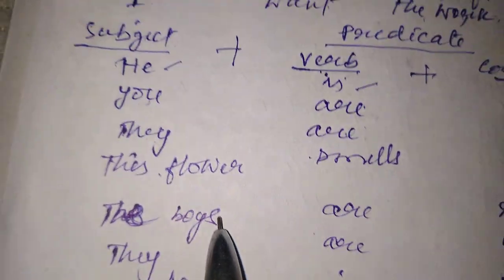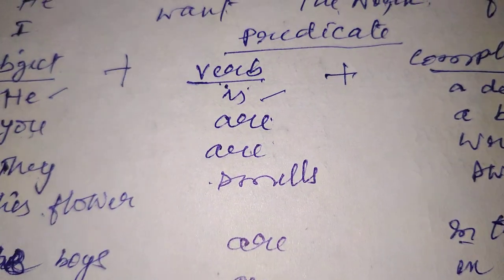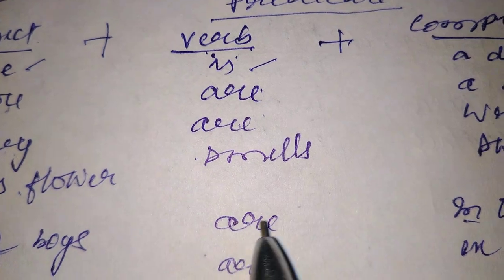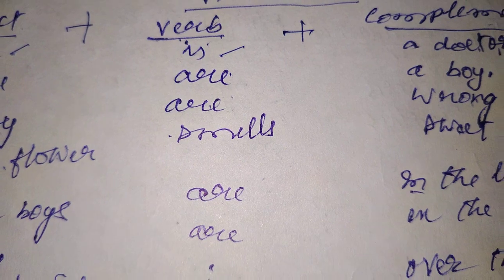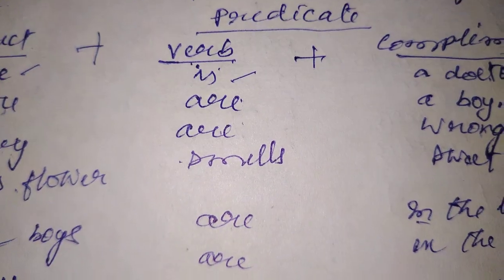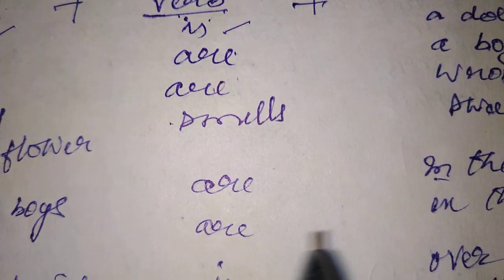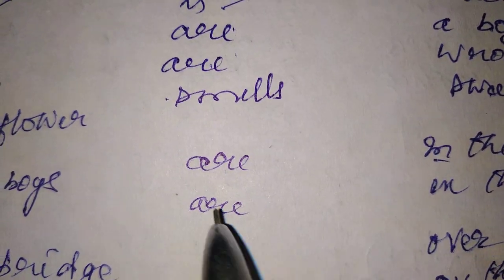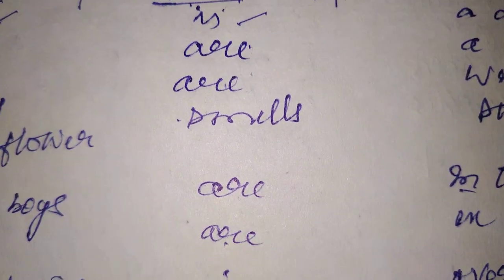The boys are in the library. बच्चे लाइब्रेरी में, बच्चे पुस्तकालय में हैं. In the library is an adverbial phrase. They are in the class. वे कक्षा में हैं. This is also an adverbial phrase.